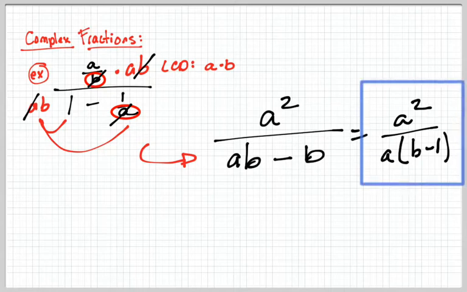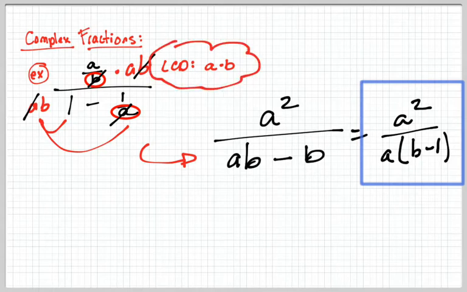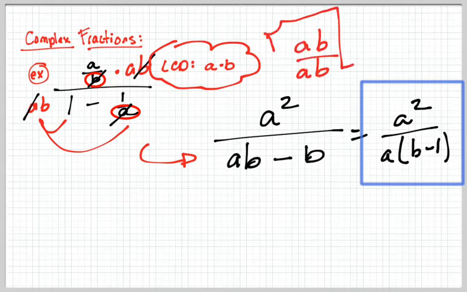Okay, so again, it starts with the LCD, finding that, and then multiplying the top and bottom by the same thing. The reason you can do that is that a over b is the same thing as the number 1. Okay, hope that helps on this, and we'll get more practice with complex fractions. I'll be coming back in later chapters.